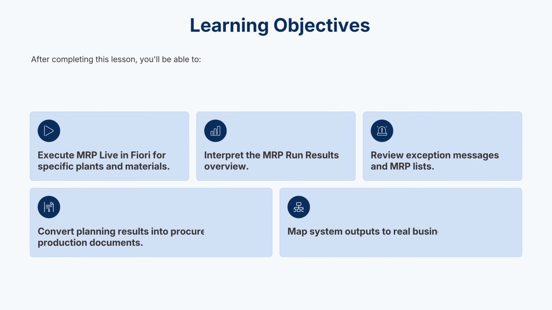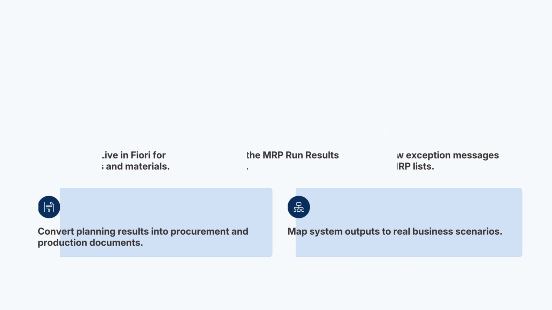After completing this lesson, you will know how to execute MRP live runs within Fiori, evaluate planning results and exception messages, analyze stock requirements lists for material shortages, convert planned orders and PRs into follow-up documents, and use dashboards to track and resolve planning exceptions. These are essential consultant and planner skills tested in the CS4CSC exam.